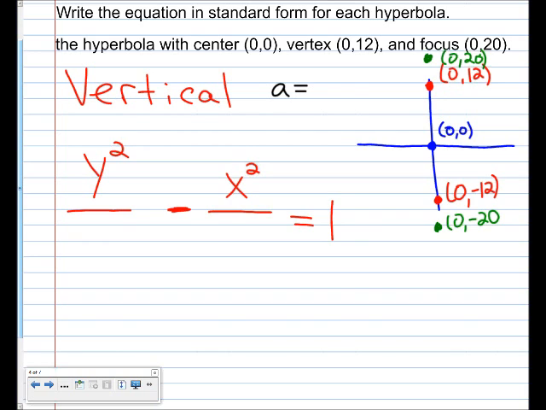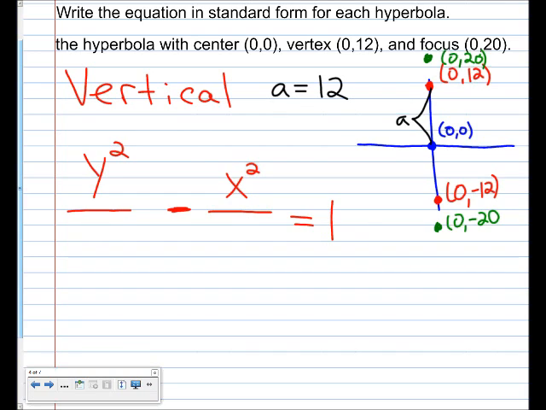Why? The distance from the center to a vertex is always letter A. And so that distance in this case is from the center to one of those vertices, so it will be 12. Now they also gave me what letter? C. It doesn't matter. We always use the positive because we're going to square it when we use it.